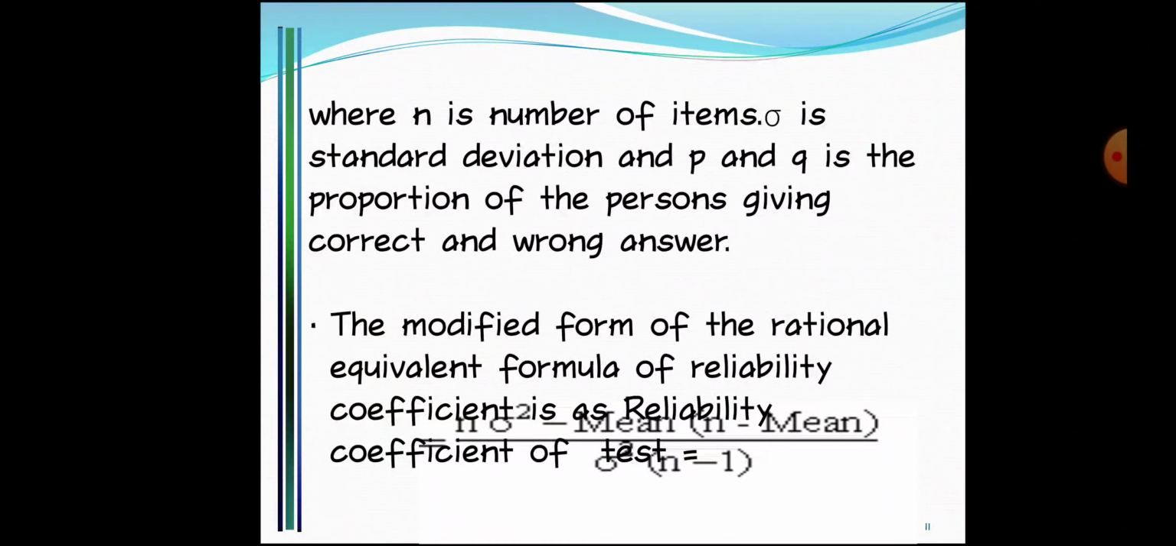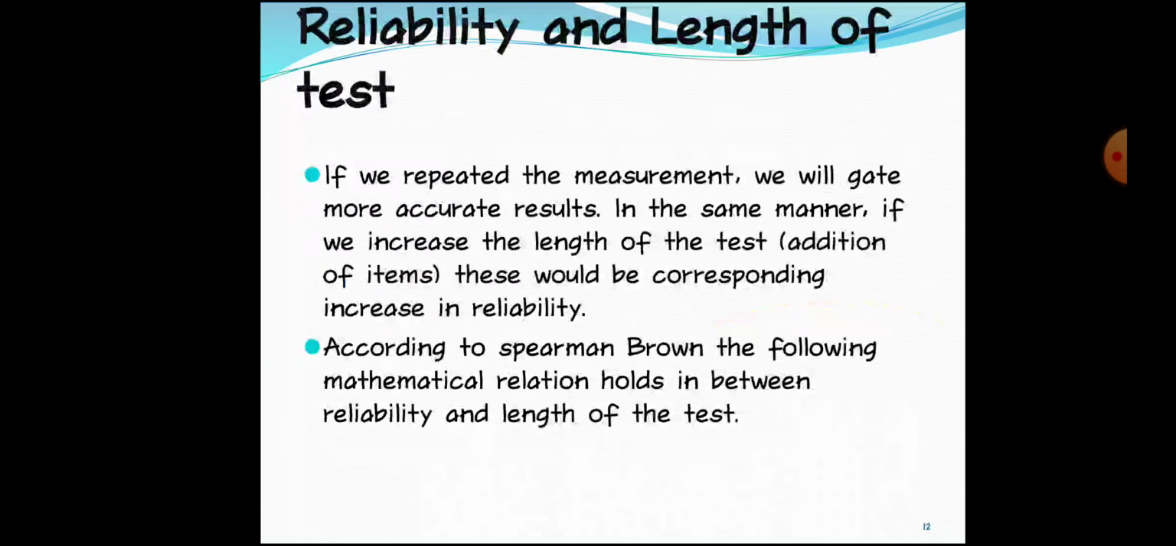The modified form of the rational equivalence formula for the reliability coefficient of the test is: n times (summation of squares minus mean times n minus mean) divided by summation of squares times n minus 1. Reliability and length of test.